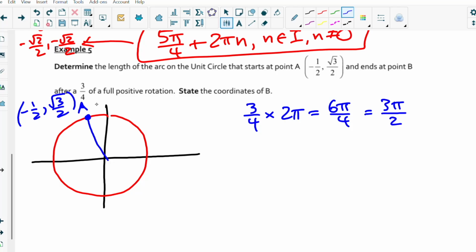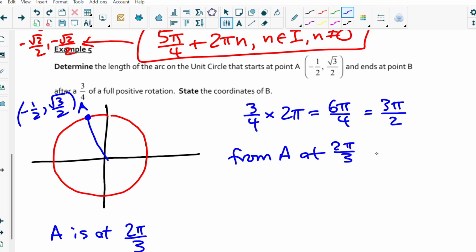So first of all, I know point A is at 2 pi over 3. So this tells me A is at 2 pi over 3, because I know those coordinates tell me the 2 pi over 3 value. Okay, so I'm going from 2 pi over 3, so from A at 2 pi over 3 radians, I need to add 3 pi over 2, which is the 3/4 rotation that I just calculated here. Remember, we're going in this direction, positive, so add.